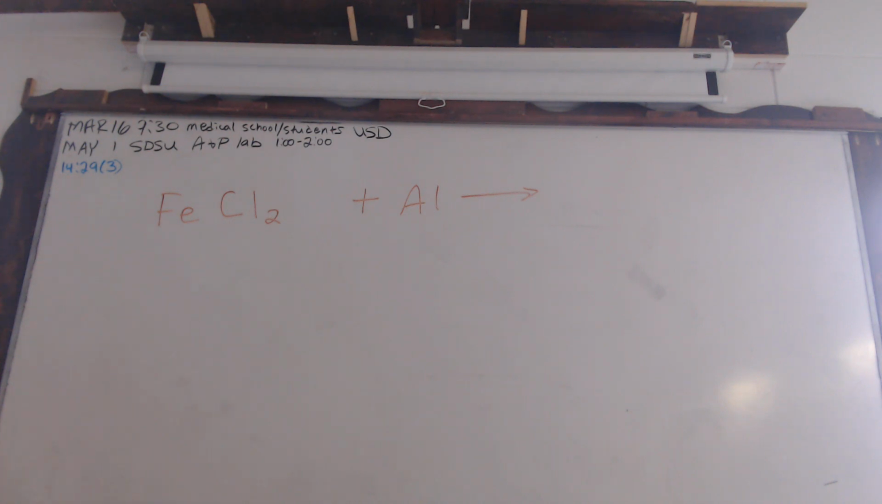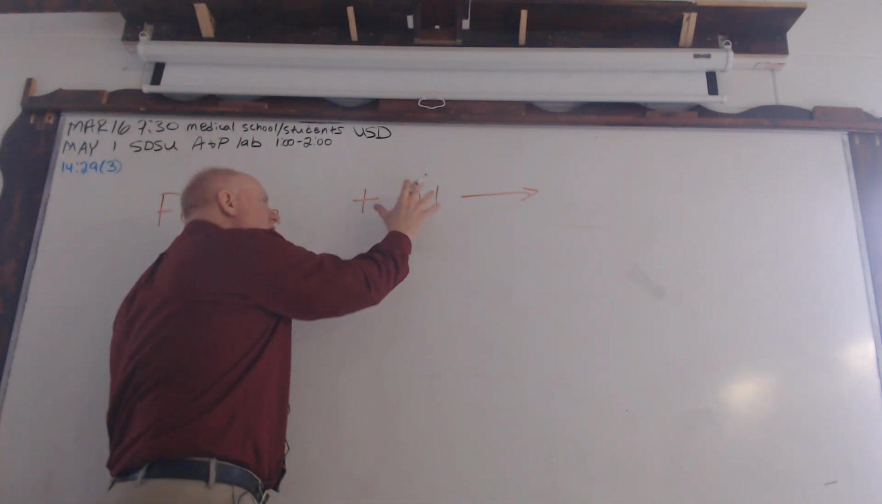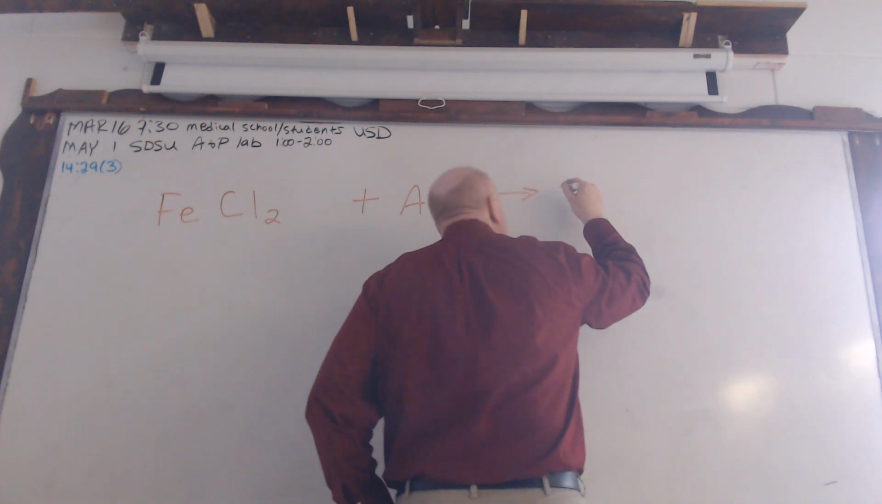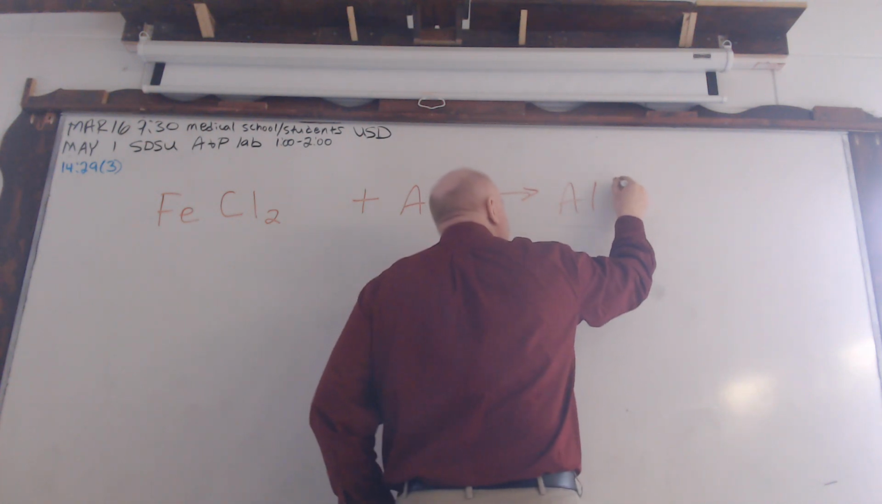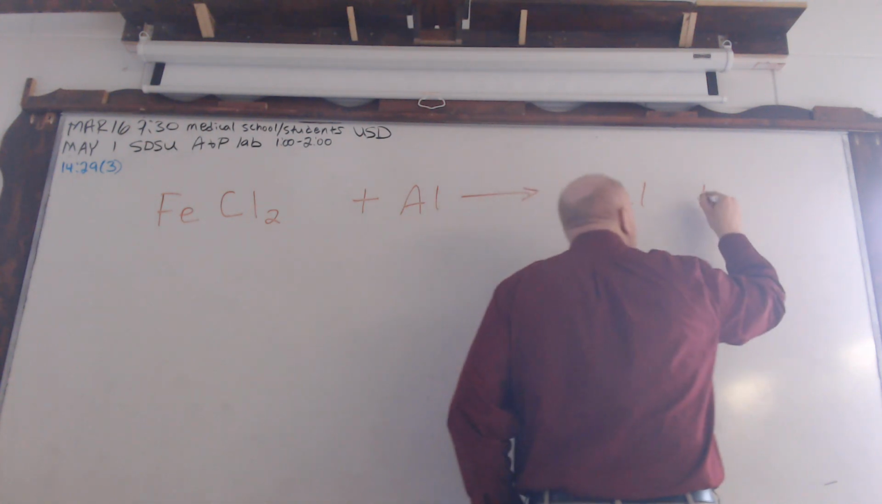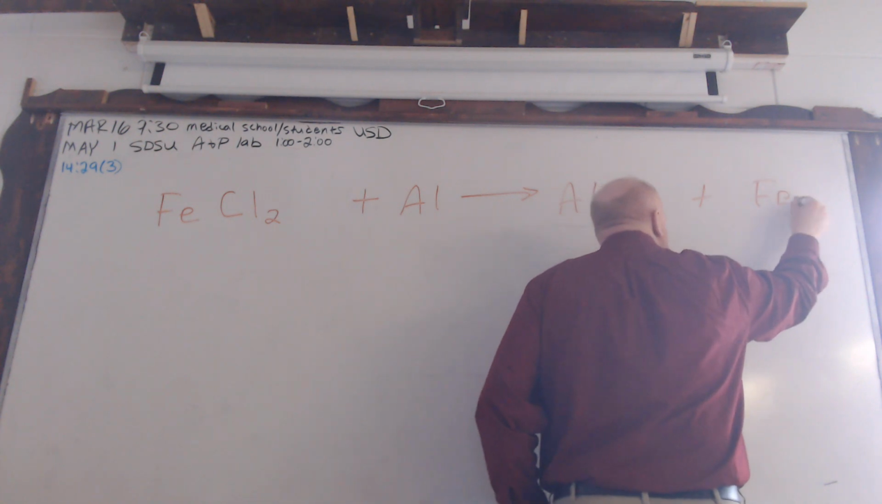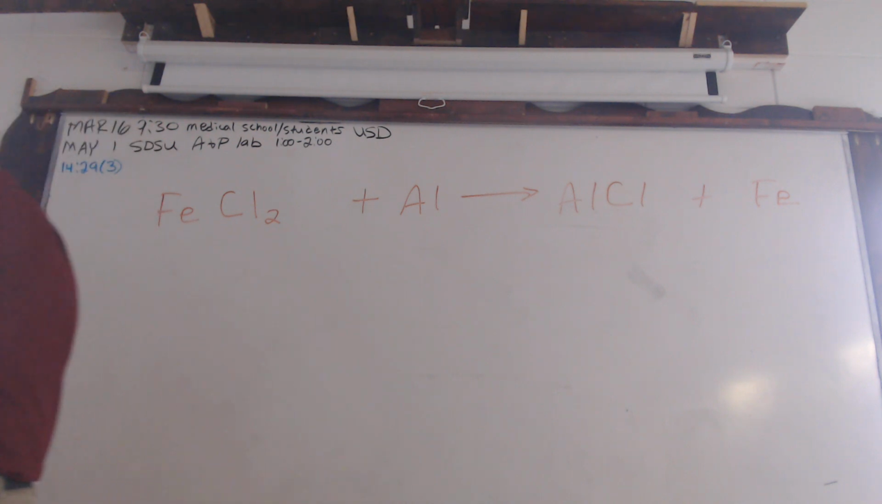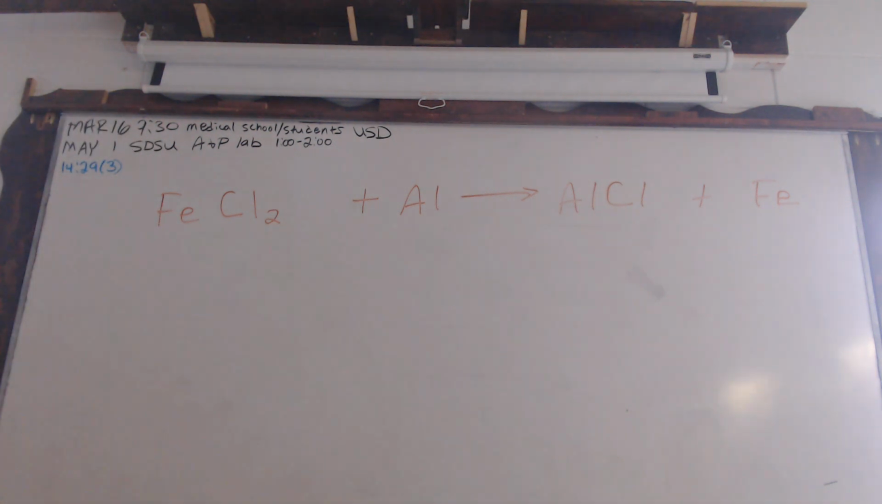So if we needed to complete this, it's called a single replacement reaction. That means this aluminum is going to replace that iron, but it's on this side. So that means we've got this, and now the iron is neutral. But we need to finish that aluminum chloride on the product side.